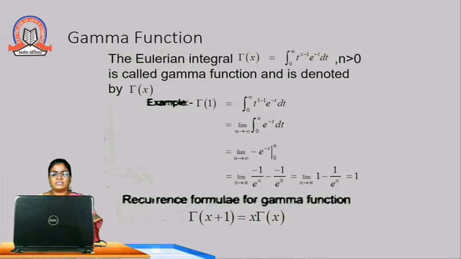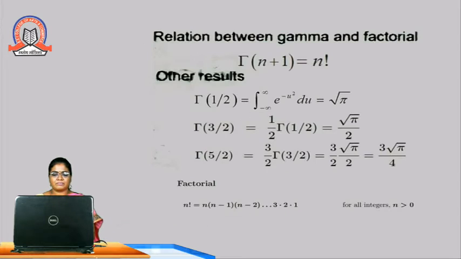Gamma function is represented as a Eulerian integral, the integral from 0 to infinity of t^(x-1) e^(-t) dt, with the condition x greater than 0. Gamma of 1, substituting the value x equal to 1, we get gamma of 1 equals 1. The recurrence formula for gamma function is gamma (x plus 1) equals x gamma x. Another relation between gamma and factorial is gamma (n plus 1) equals n factorial.